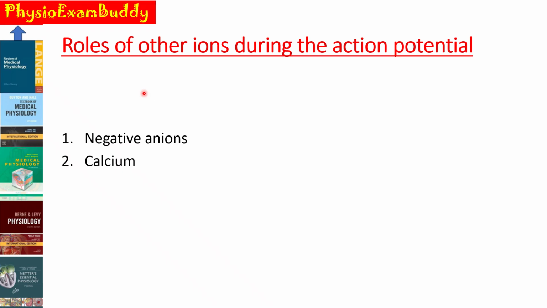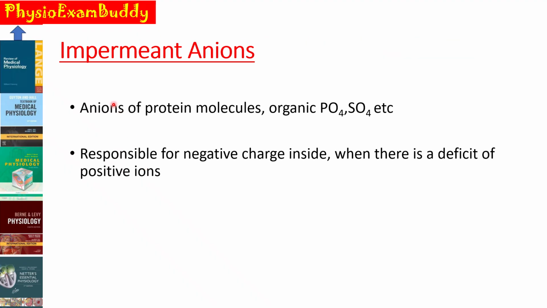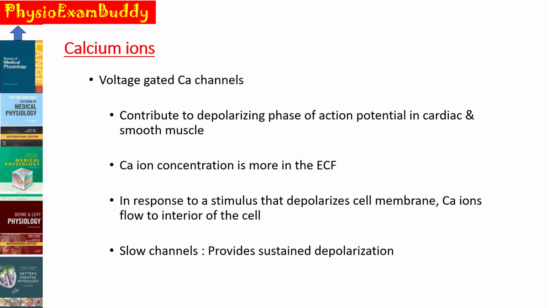And there are certain other ions also responsible for this nerve action potential. So your answer will be complete only if you write the role of other ions during action potential. The major ions are basically the negative ions and the calcium. There are many impermeable ions in our neuron, that is, anions of protein molecules as well as organic phosphate and sulfate, etc. They are responsible for the negative charge inside whenever there is a deficit in the positive ions. That is the role of the impermeant ions.